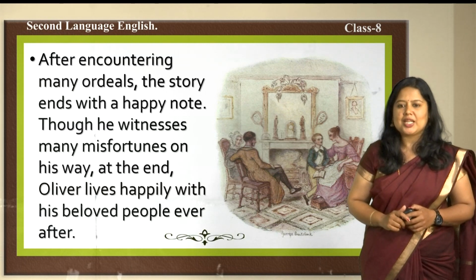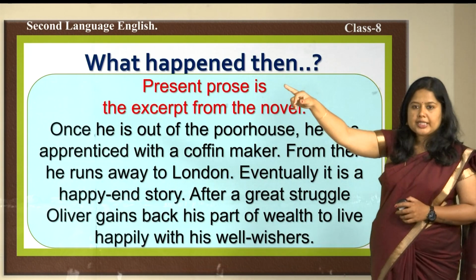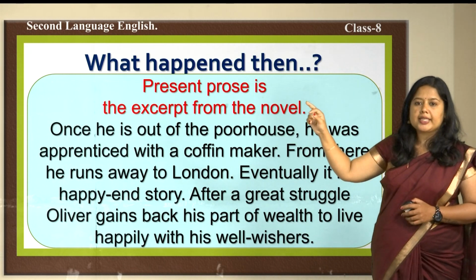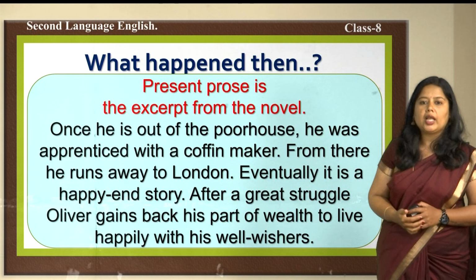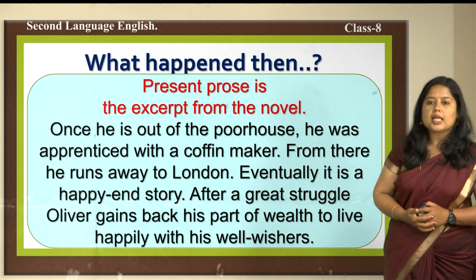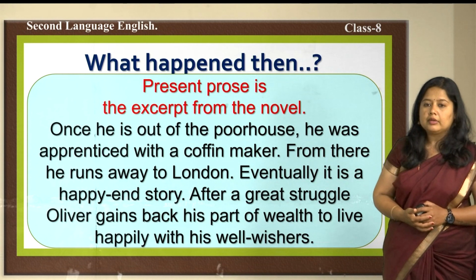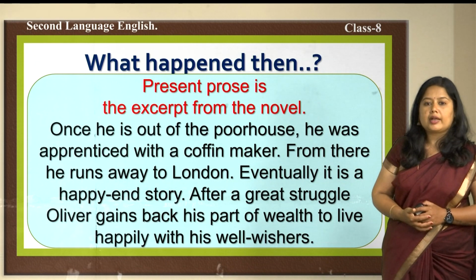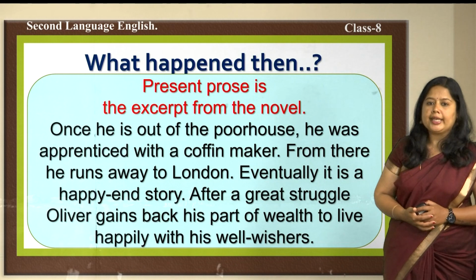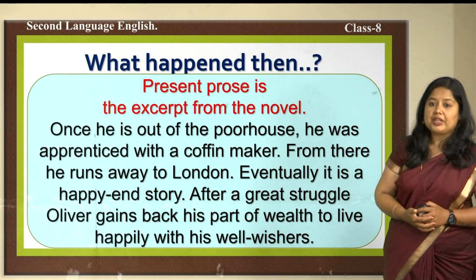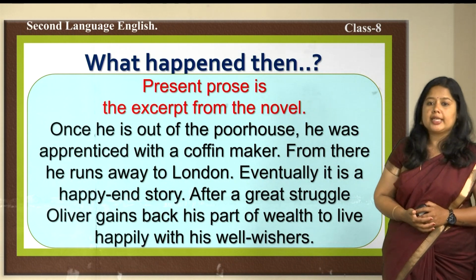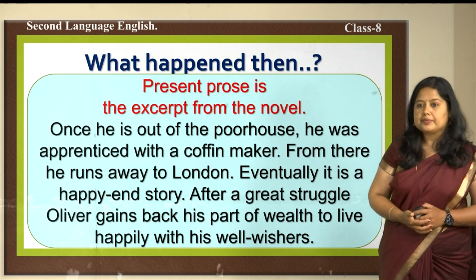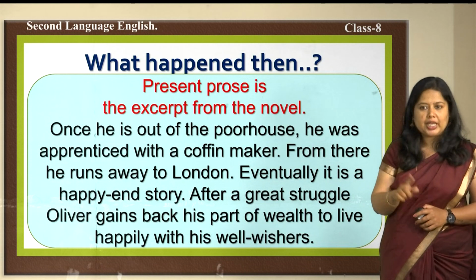So, here is an explanation for that for you. The present prose is an excerpt from the novel that we read already. Once he is out of the poorhouse, he was apprenticed with a coffin maker. From there he runs away to London. Eventually it is a happy end story. After a great struggle, Oliver gains back his part of wealth to live happily with his well-wishers. So, he was apprenticed, he was working with a coffin maker.